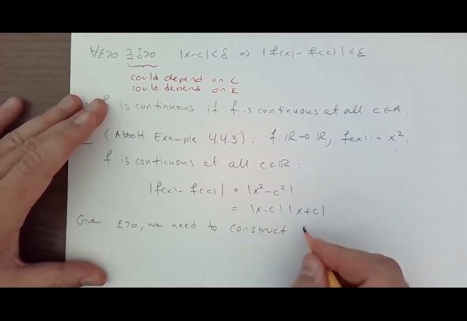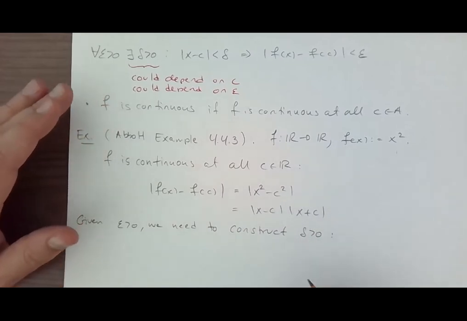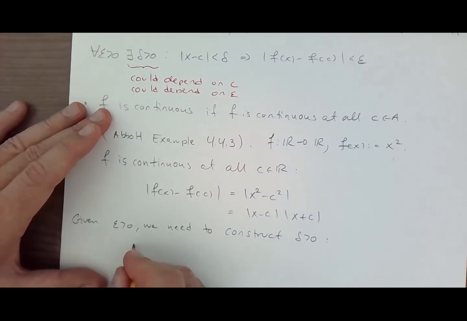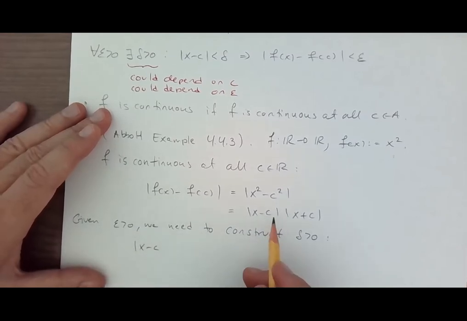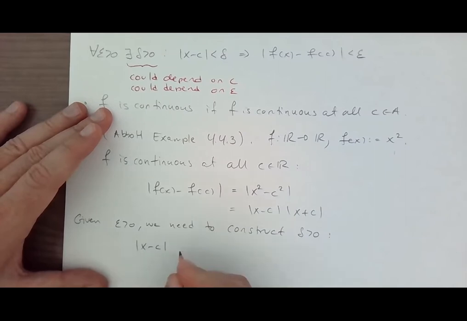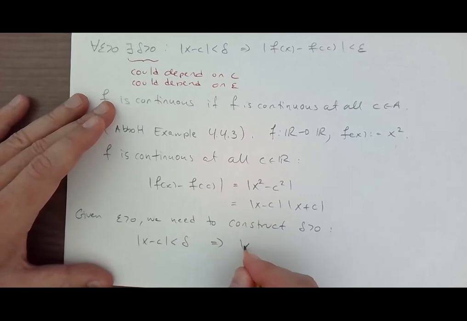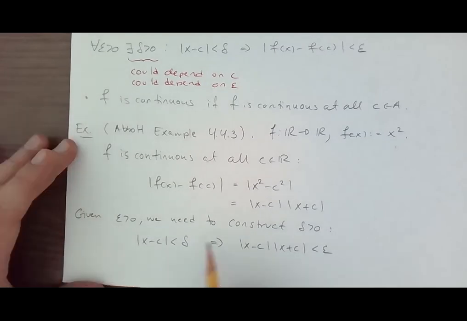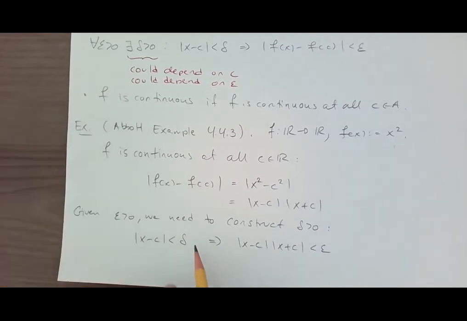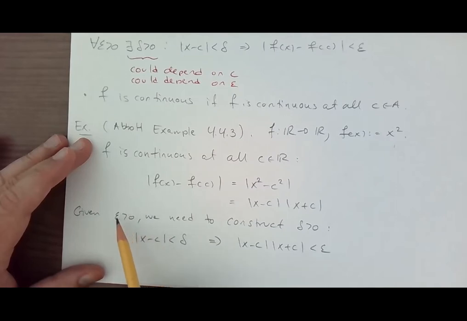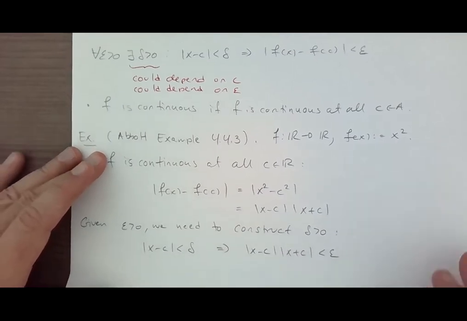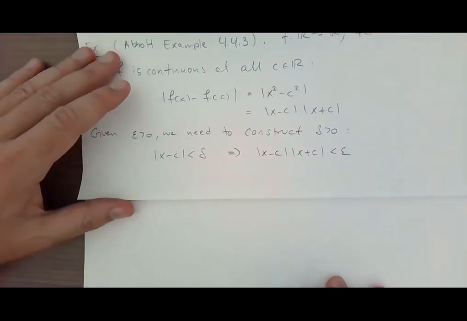we need to construct a delta such that the values in the domain being close together implies that the function values are close together. So this implies that the absolute value of x minus c times x plus c is less than epsilon. Give me any c and give me any epsilon, we have to create a delta such that this implication is true. And so that's what the hard work is. Can we find such a delta?